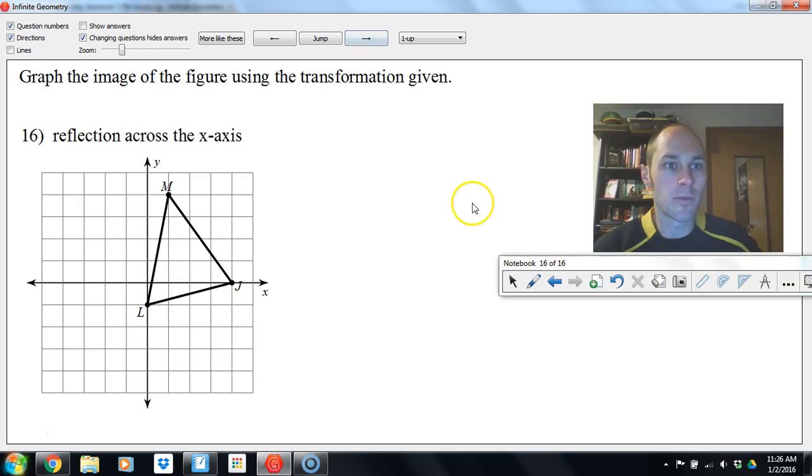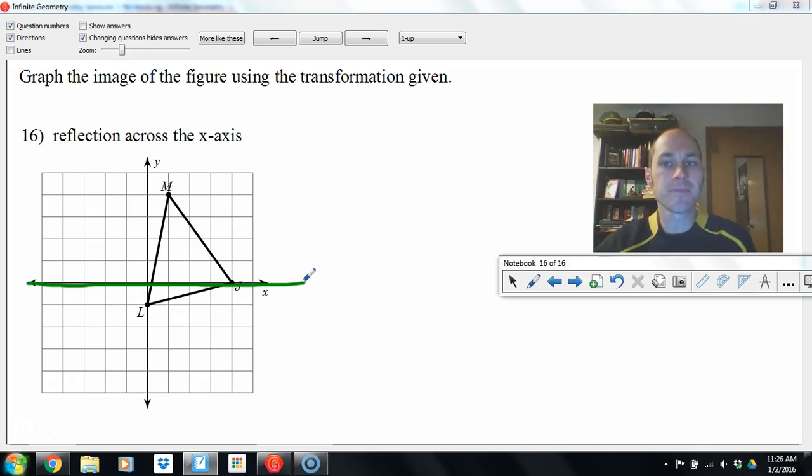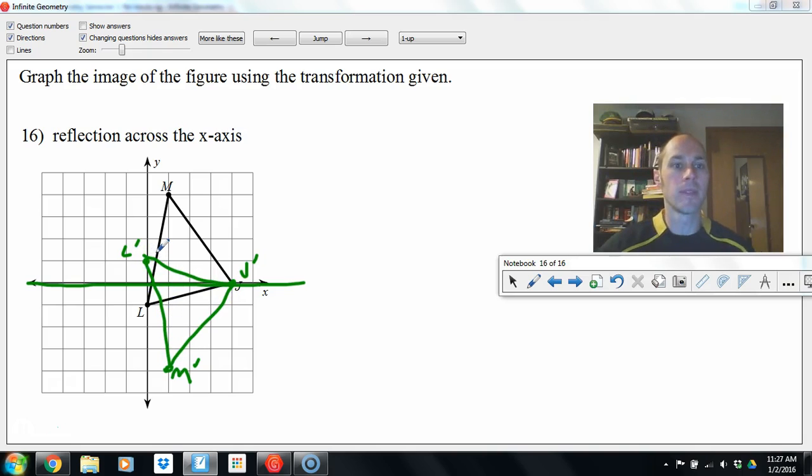All right, next one. We're going to reflect across the x-axis. So it's important to know which one's the x-axis. And keep in mind reflections reflect perpendicular to that axis and stay the same distance away. So J is right on the axis, so J prime will stay on the x-axis. L is below the x-axis 1 unit, so it will reflect up 1 unit. M is 1, 2, 3, 4 units above. It will reflect 1, 2, 3, 4 units below that axis. And connect the dots, and that's how it would be.